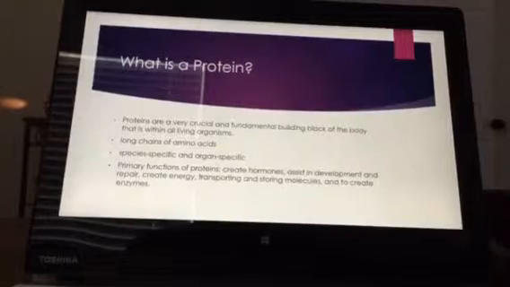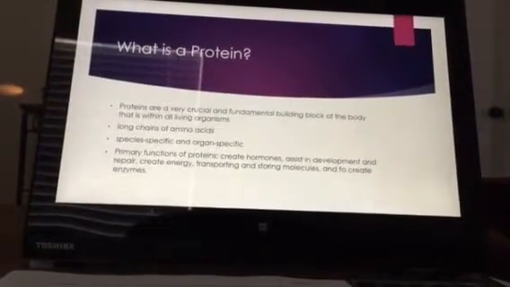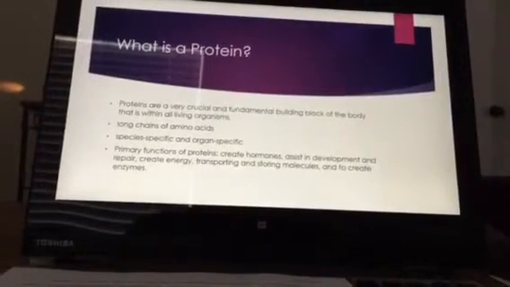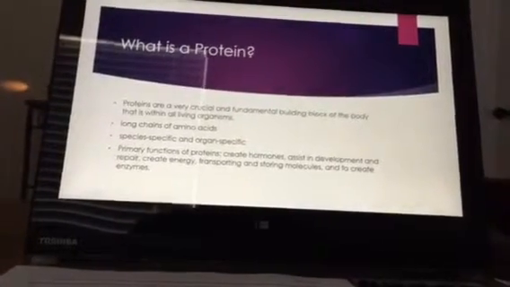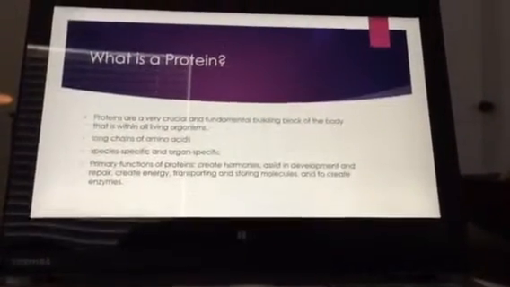Proteins are a very crucial and fundamental building block of the body, and that's within all living organisms. They're made up of long chains of amino acids, and these are directly involved in the essential chemical processes that, again, are needed for life.